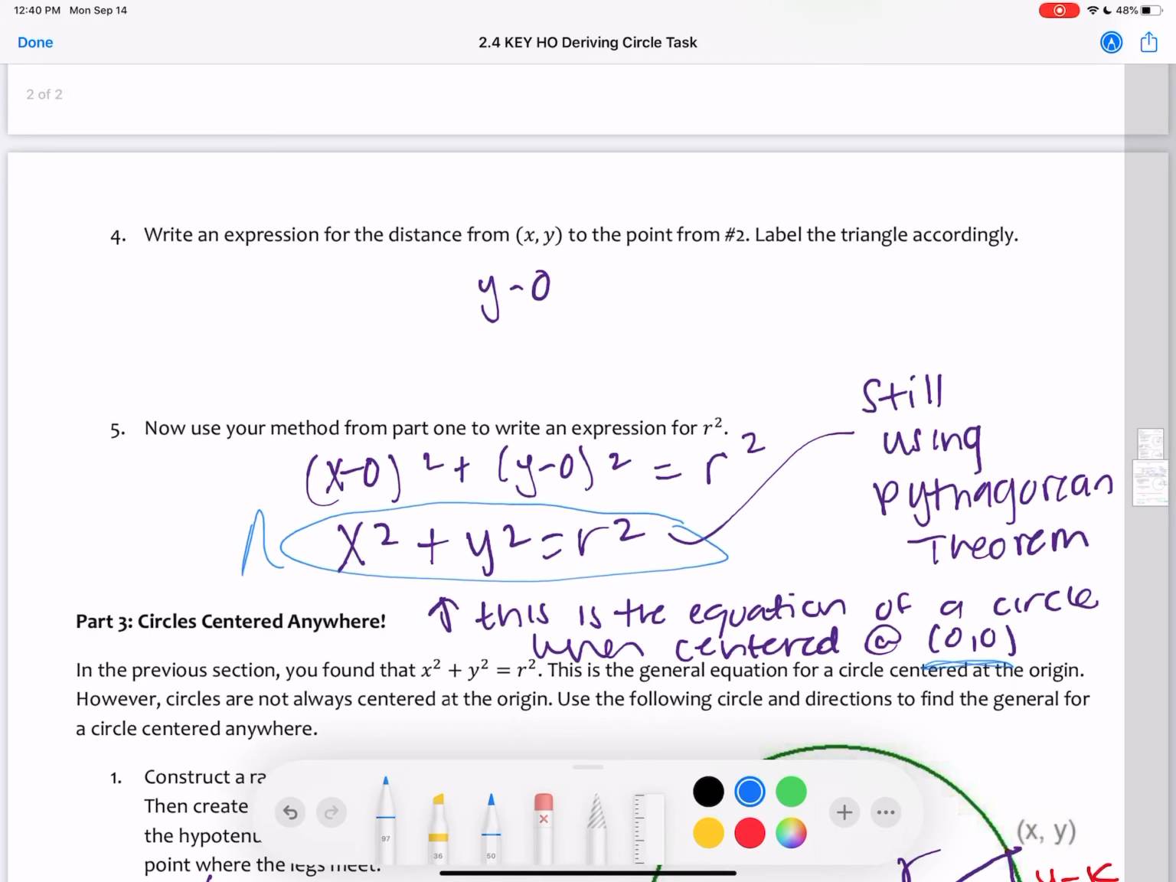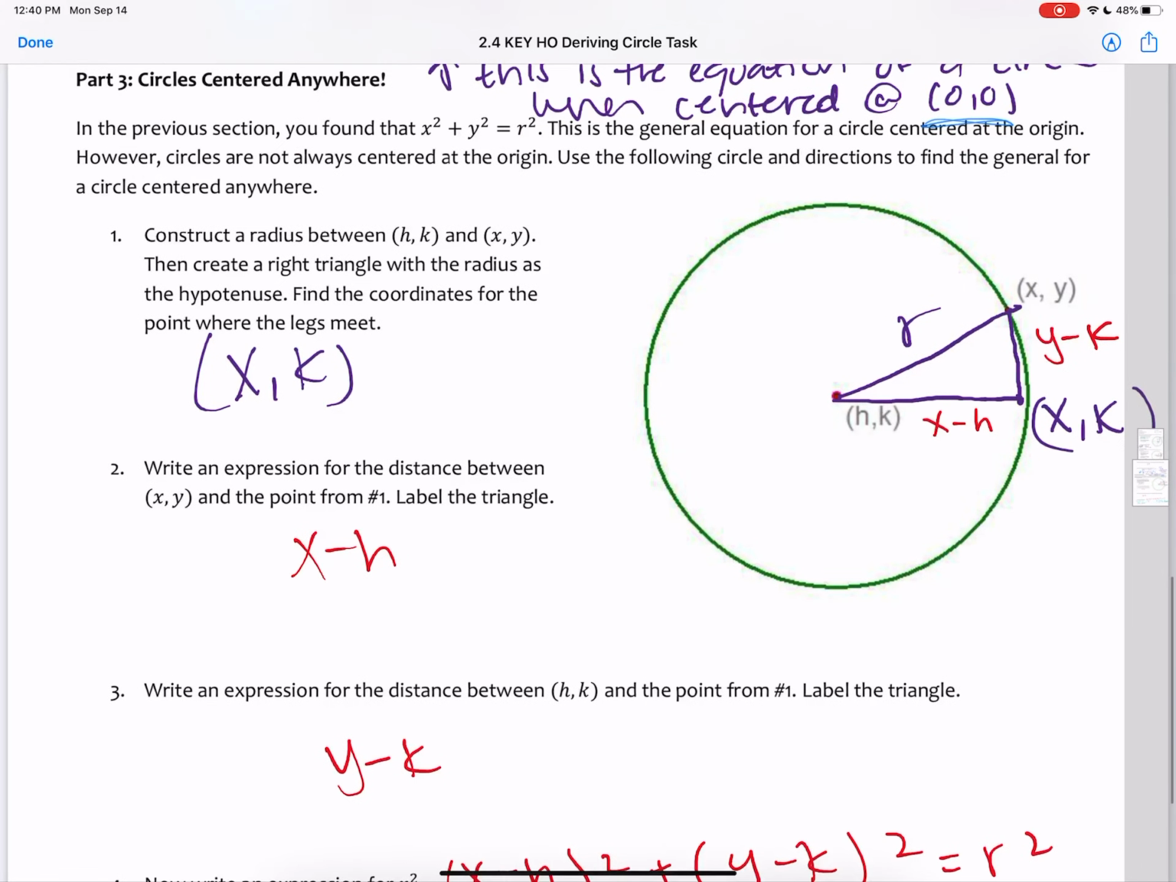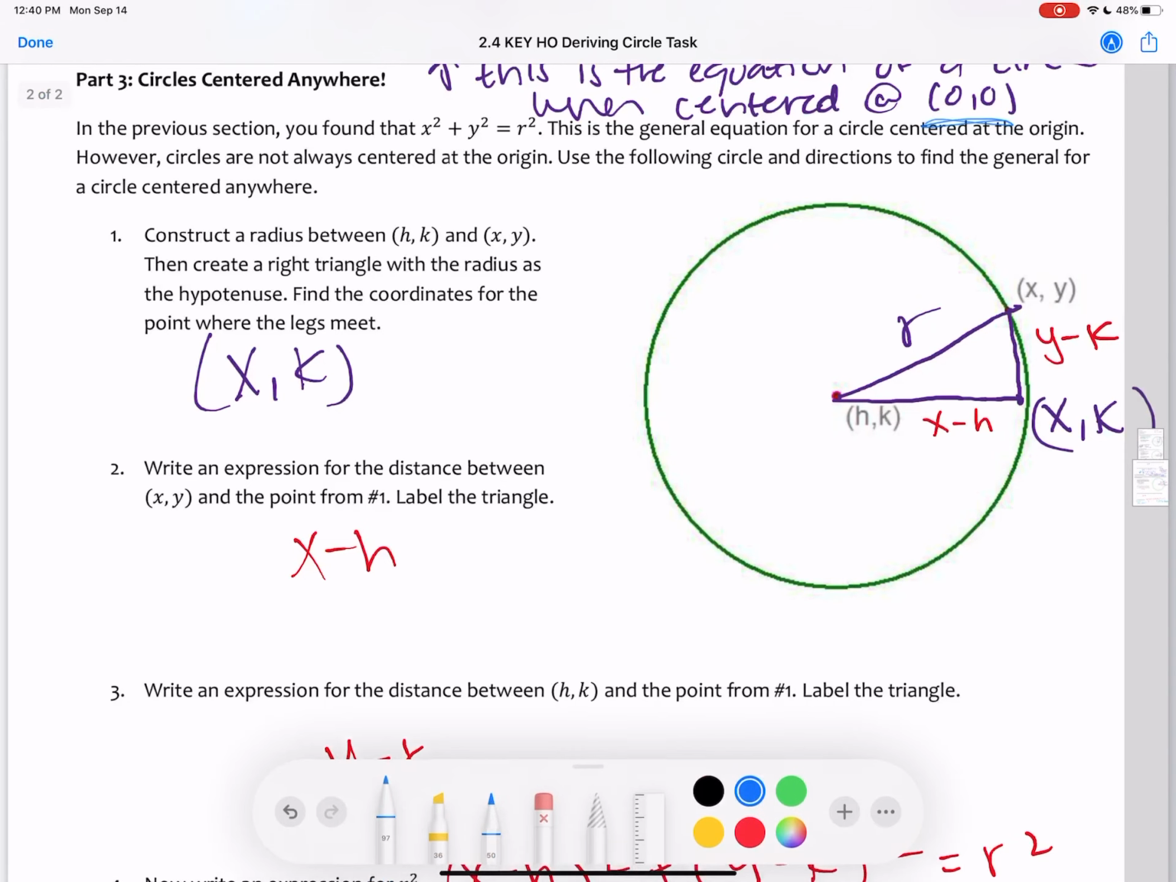So this is a very special case, and it doesn't work for every single circle. But what does work for every single circle is part 3. So part 3 gives us an h, k, and h, k is the center of your circle. So this is the center, and you have your arbitrary point x and y. So what I have to do is find what that corner point is. So x is the furthest of the horizontal values, and h is the smallest. So in order to find the distance in between, you subtract x minus h.